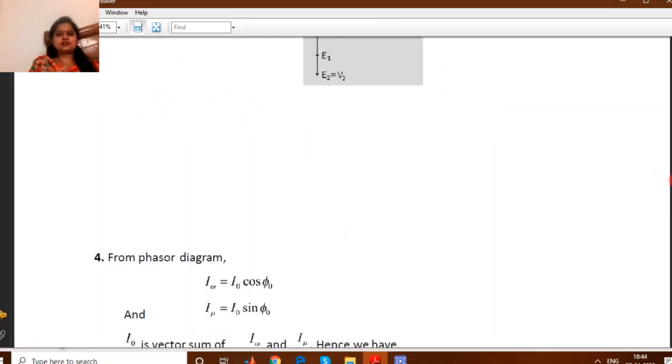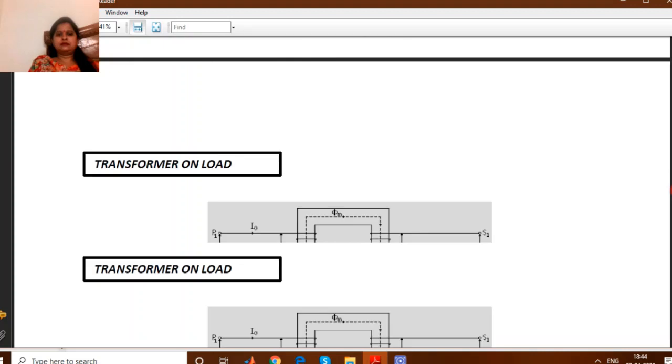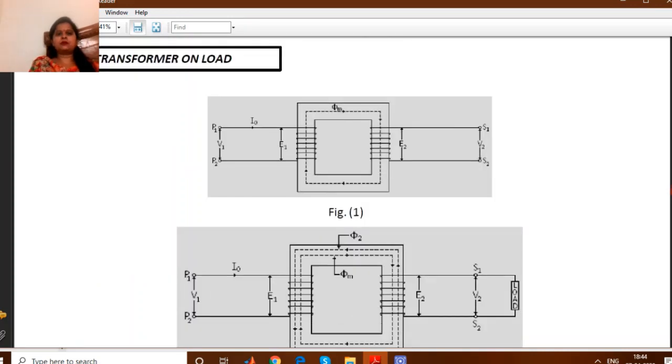So in the next lecture we will discuss how the transformer on no load and the transformer on load condition can be equalized, and the equivalent circuit of the transformer we will discuss in the next lecture.